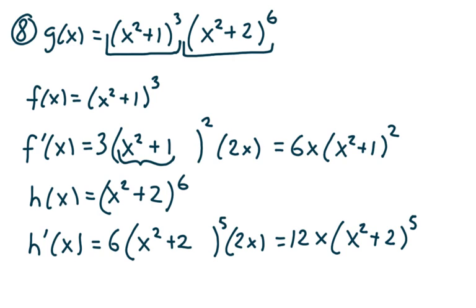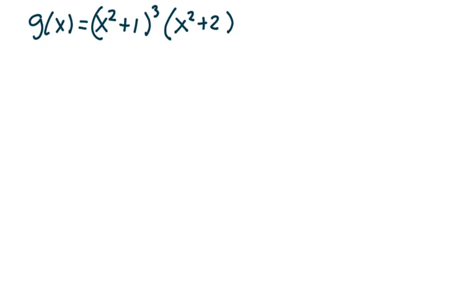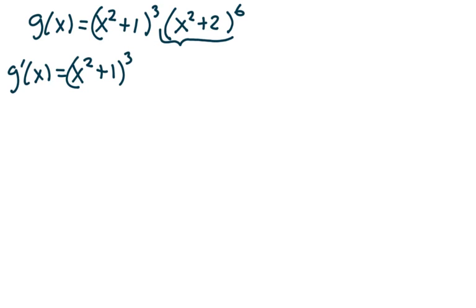Now I'm ready to pull everything together. Okay, so let's remind ourselves that g of x is equal to x squared plus 1 raised to the third times x squared plus 2 raised to the sixth. And I want g prime of x. Now, I'm going to copy the first function, and I'm going to multiply by the derivative of the second function.